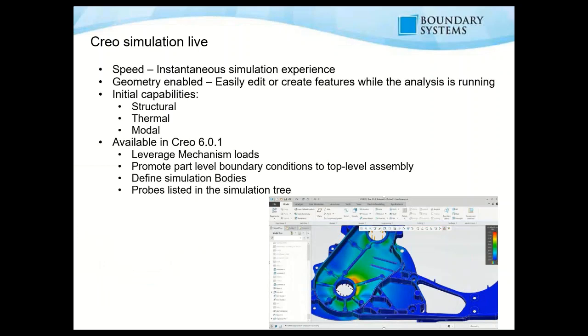So as you design your parts, you can easily do a quick analysis, see where your part needs to be strengthened or where you can remove some material in some cases. So the initial capabilities were structural, thermal, and modal. In Creo 6.0.1, they're going to expand that a little bit to mechanism loads, part level conditions, top level assemblies, and you can do a few other things with that. So really a nice thing that will be part of Creo.